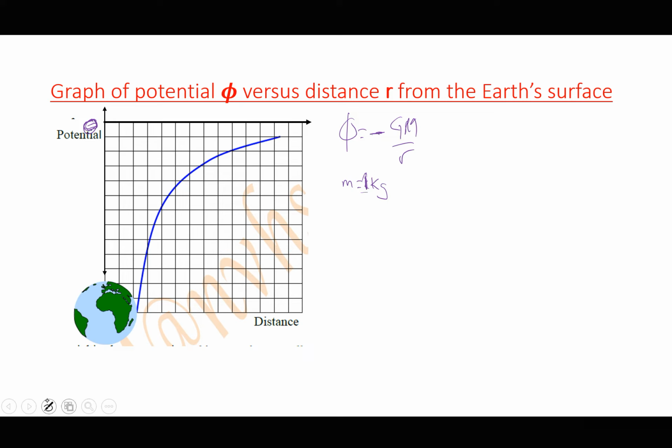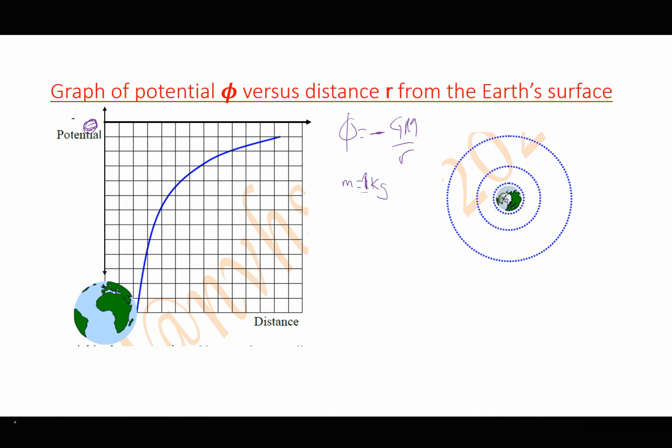It becomes less than 0, which will be negative. So if the Earth is somewhere here at the center, as I move away from the Earth's surface, tending to infinity, the gravitational field strength weakens. It weakens and weakens. That means when I'm at infinity, the potential energy is going to be 0. But note that you were moving against gravity to reach infinity. So you were doing work. You were adding energy to the system.